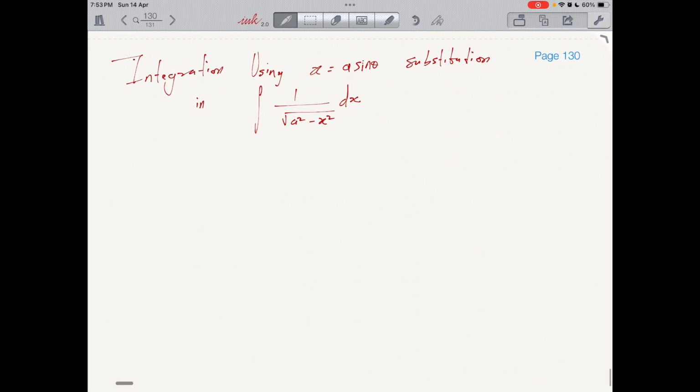Considering integration using trigonometric substitution. Now let's consider using the substitution x equals a sine theta in this format of integral of 1 over square root of a squared minus x squared.